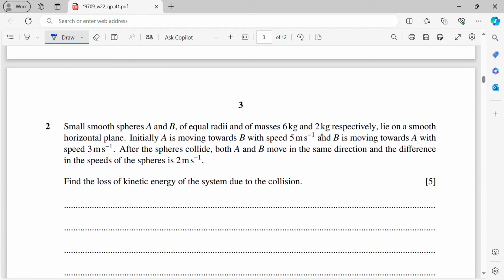Okay, so for question number 2, small smooth spheres A and B of equal radius and of the masses 6 kilograms and 2 kilograms respectively lie on a smooth horizontal plane. Okay, let's say this is the plane. Alright, initially A is moving towards B with speed 5 meters per second, and B is moving towards A with speed 3 meters per second. Means that here, this is the A, and here is the B.